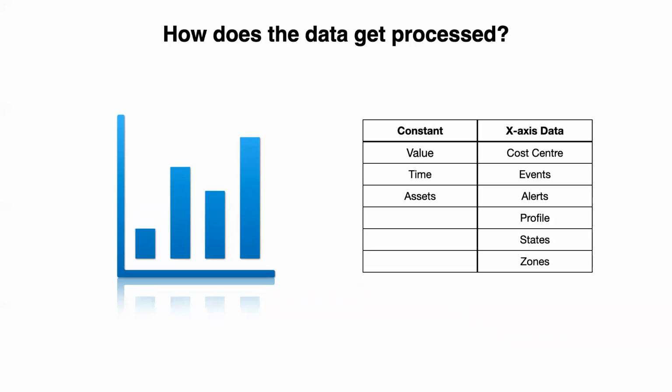Asset data, or the assets themselves, are always in the background because the data comes from the assets. However, you can choose what you would like to see other than time and assets on the x-axis. So things like cost centers, the events, alerts, profiles, states, and zones. And we'll get into that when we do the reports. Those can be used to show events per asset, events per time, for example.